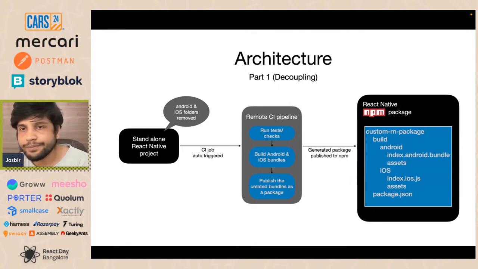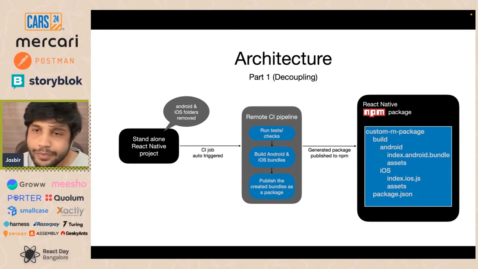So basically, there's this package. It has a build folder. Inside it, you will find Android and iOS folders, and both will have the bundles and also the assets. Assets are essentially the icons or images, MP3 files, whatever you might have used. The interesting thing here is the package.json, which you see in the end. This package.json is separate from the package.json of the React Native project.